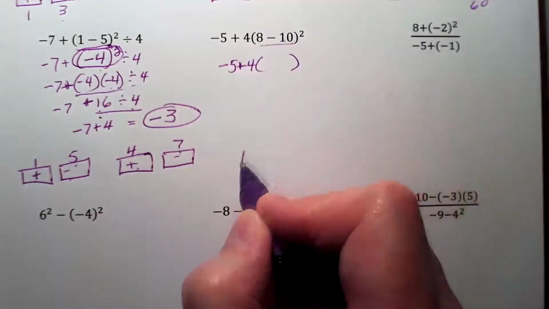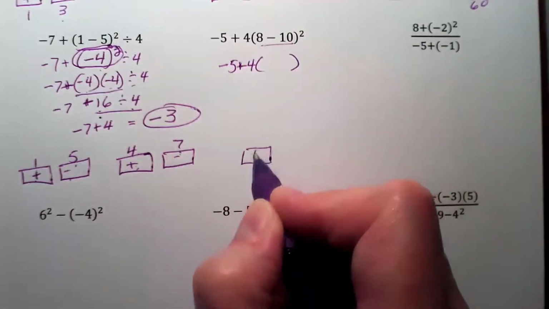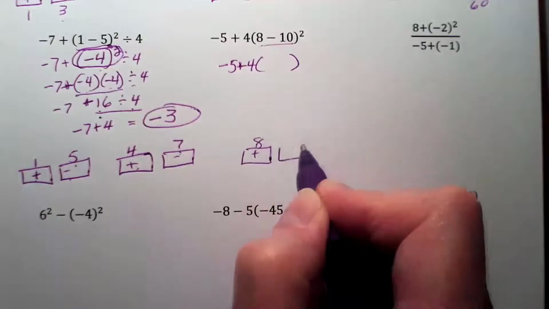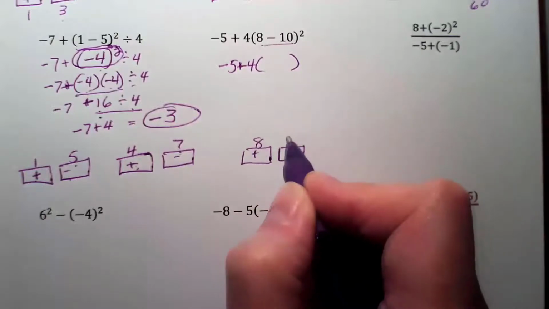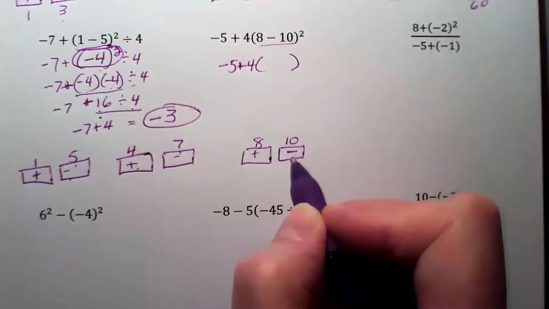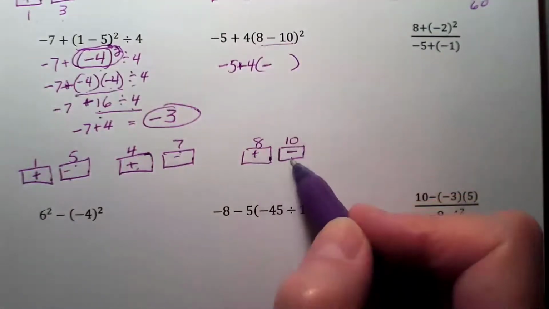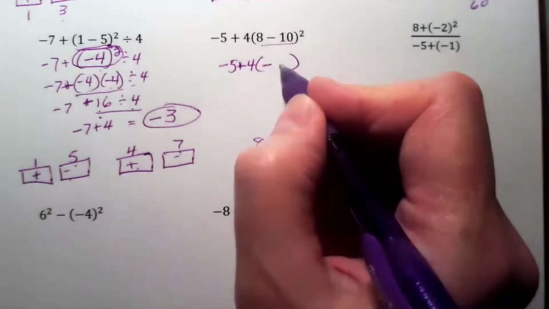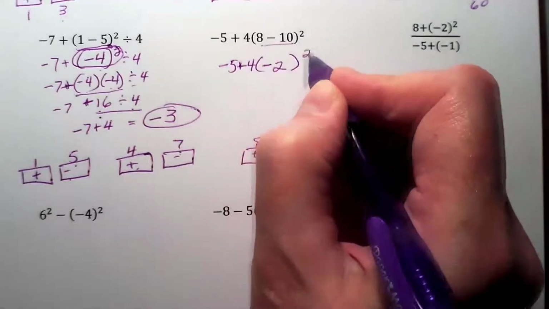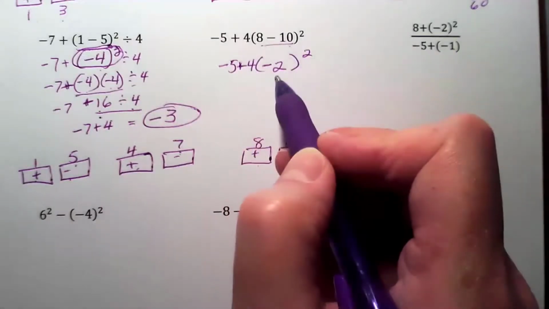If I have 8 is positive, 10 is negative. Which box has more? The negative box has more. How much more is 10 than 8? How many more are in this box than this box? 2 more. So 8 minus 10 was negative 2.